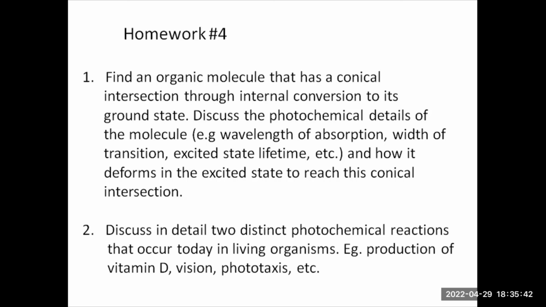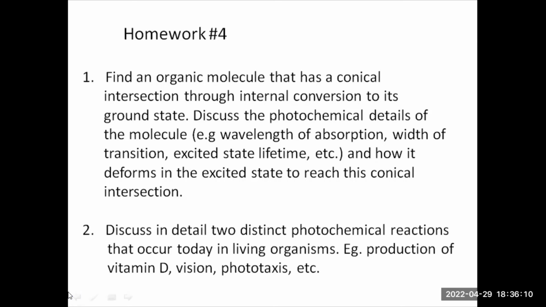And number 2 of the homework is to discuss in detail 2 distinct photochemical reactions that occur today in living organisms. And I've just given you some examples. There's a lot more, and you can choose whichever one you like, but take 2 distinct examples. For example, the production of vitamin D. We know that we need ultraviolet light to produce vitamin D in our bodies. We need sunlight.